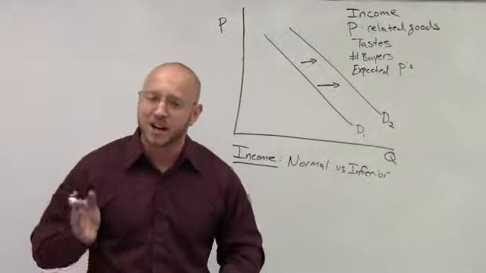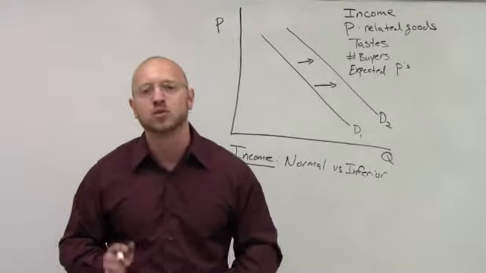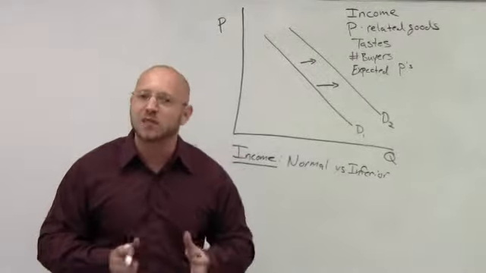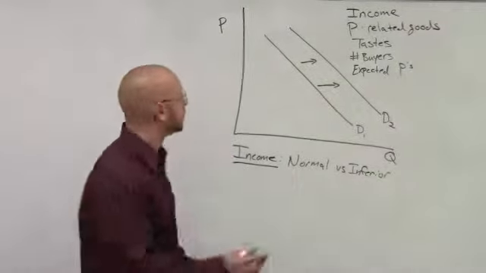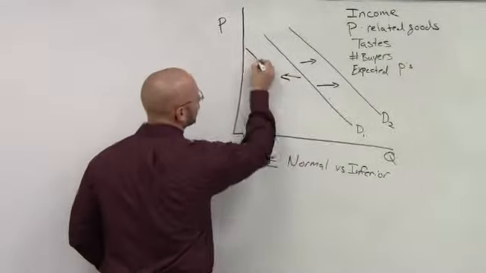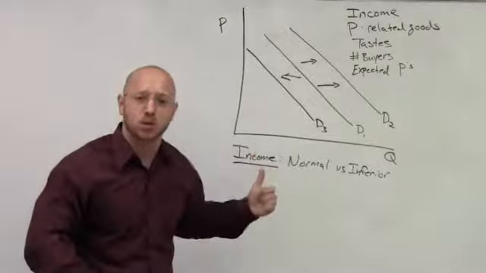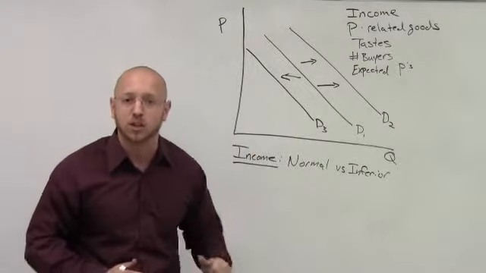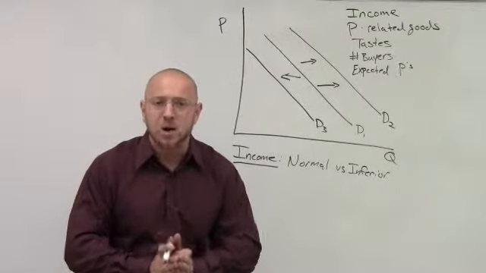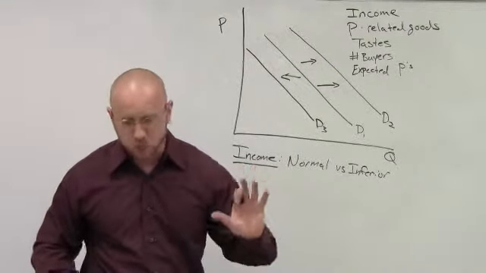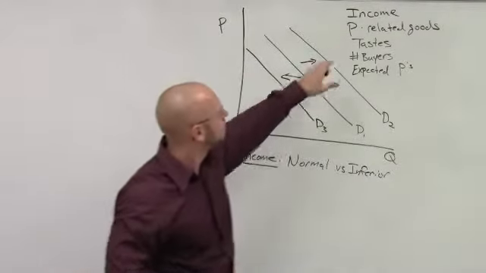and that's ramen noodles. Now, I guarantee you, when you graduate, have a good paying job, you're not going to be eating ramen noodles for dinner anymore. Ramen noodles are an inferior good. Your income goes up, you're going to demand less of them. The demand is going to shift back when income goes up for an inferior good. Okay, so depending how income shifts demand, we're going to define two different goods, normal and inferior. All right, so that's the first thing that shifts demand.